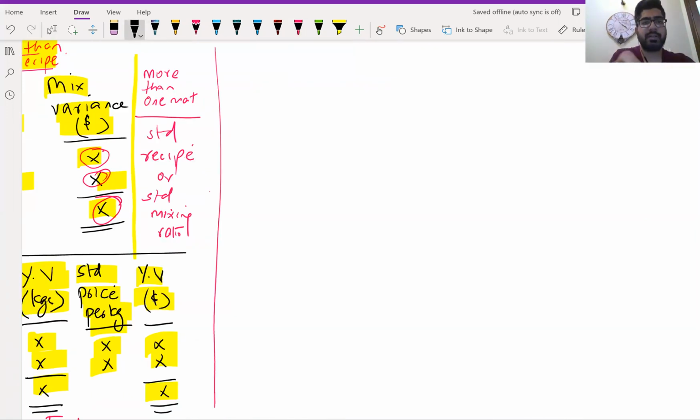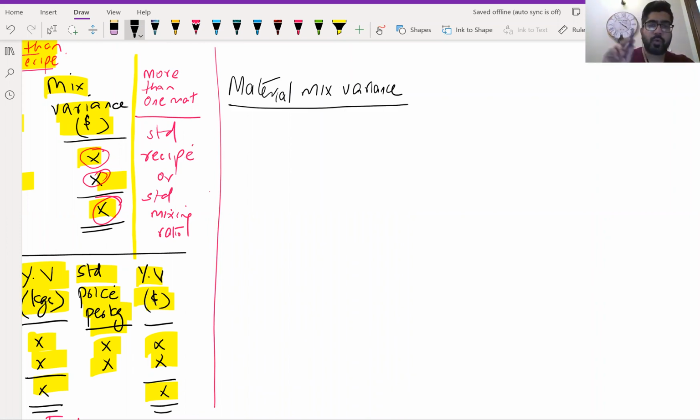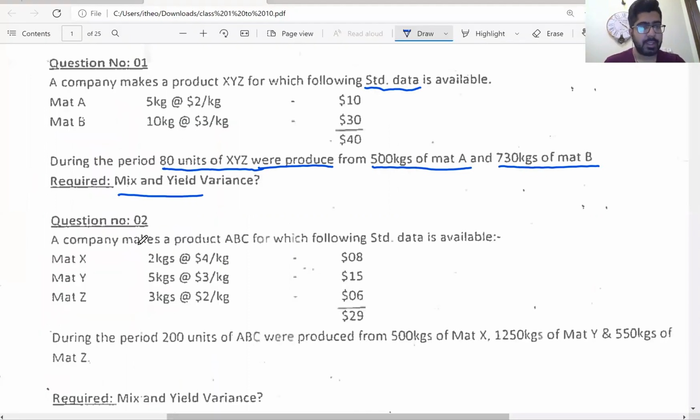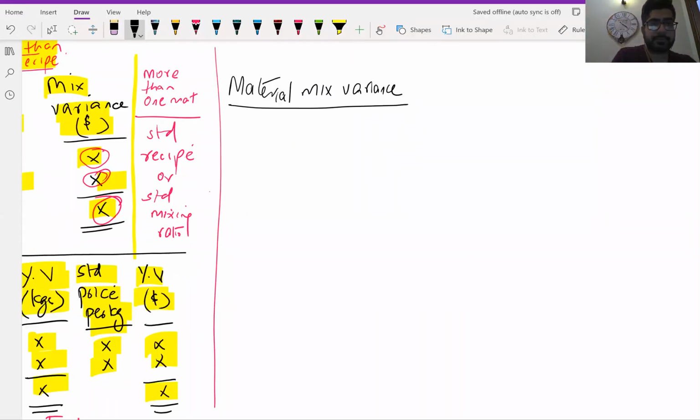When the question asks for material mix and yield variance, immediately make the format. Whatever materials are there, make the rows. If you go to the question, how many materials are there? I can clearly see there are 2 materials, material A and material B. So I will make 2 rows.